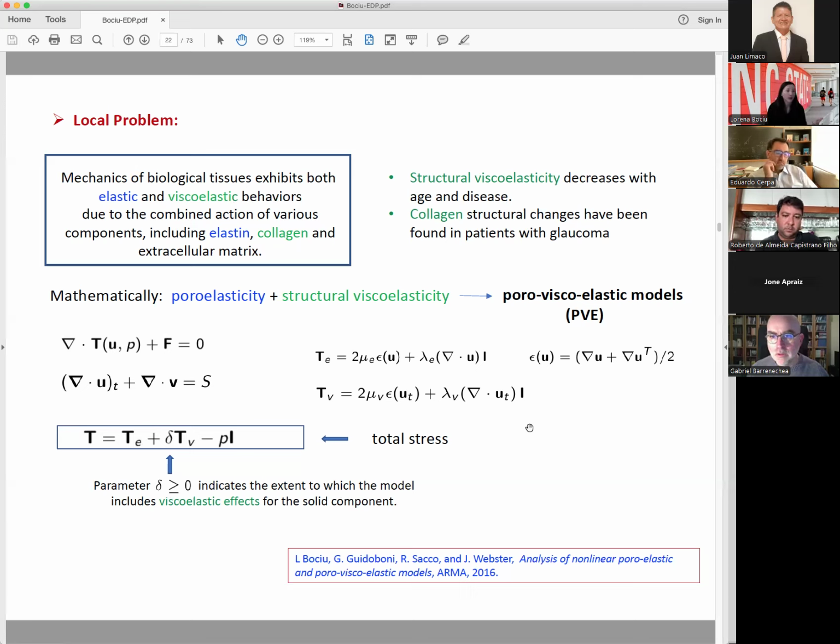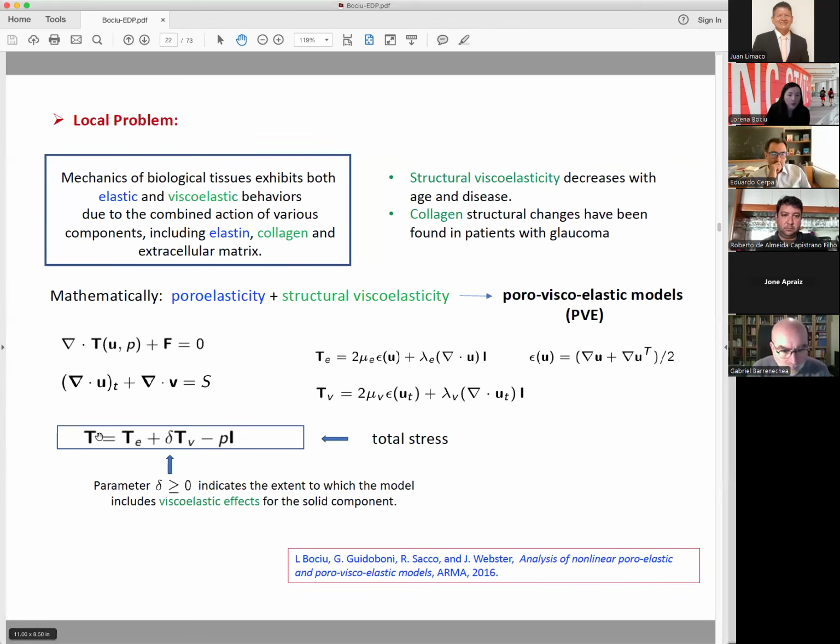It's like a damping, right? You introduce viscoelasticity of Kelvin-Voigt type. And now the total stress is not just elastic, but also viscoelastic. So it has the elastic component, but also T sub V. And we included this parameter delta in front of it to basically indicate the extent to which our model has viscoelastic effects, right? So if I tell delta to be 0, I'm back in the poroelastic scenario, okay?